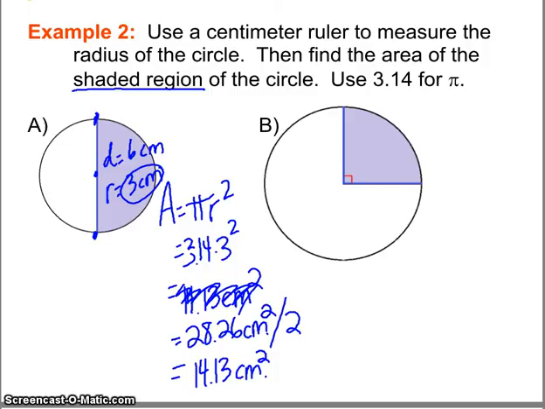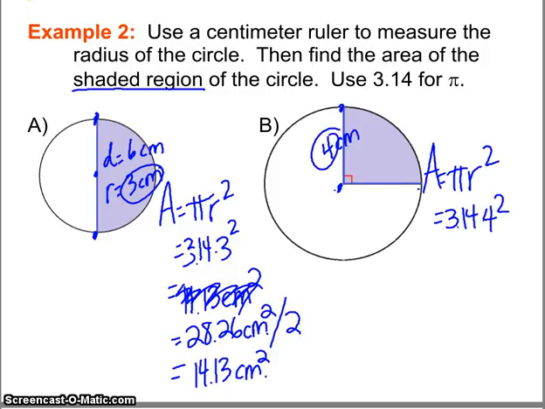And the last one, Panthers, grab your rulers, measure from one point to the midpoint, okay? In this case, you should be getting 4 centimeters. Now, it doesn't matter really if you go from here to here or here to here. A perfect circle won't matter. So we have our formula, A equals pi times r squared. Pi, we have 3.14. Our radius is 4, so 4 squared. We end up getting 50 and 24 hundredths square centimeters.